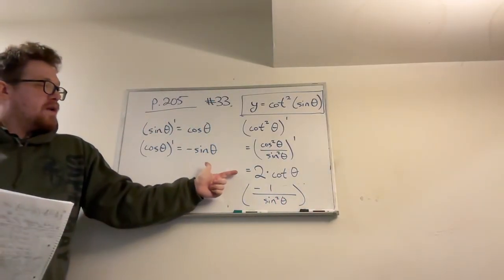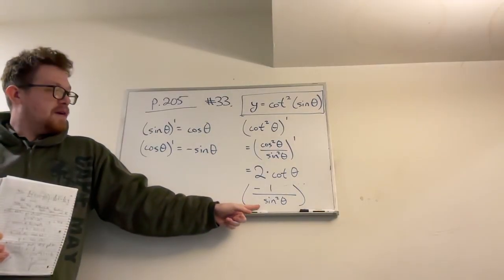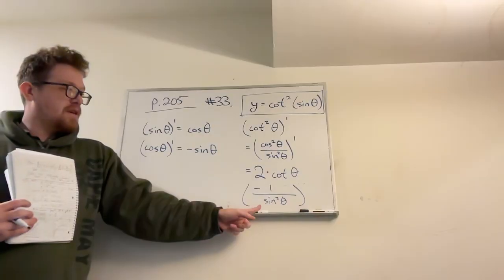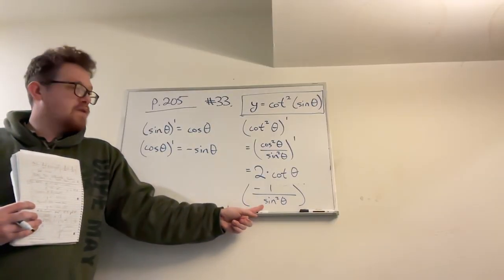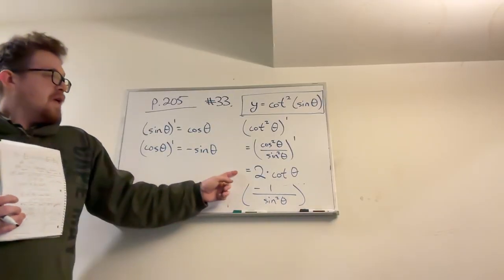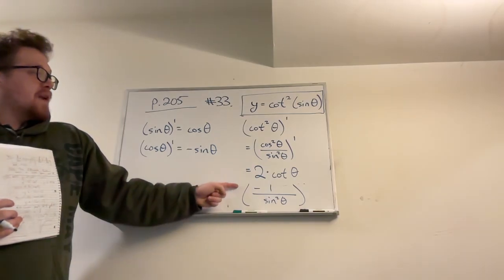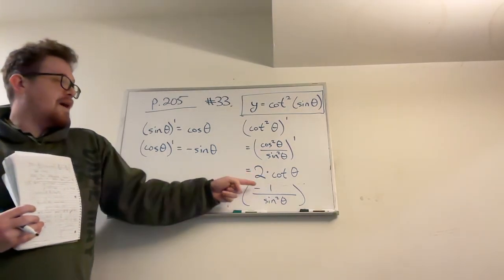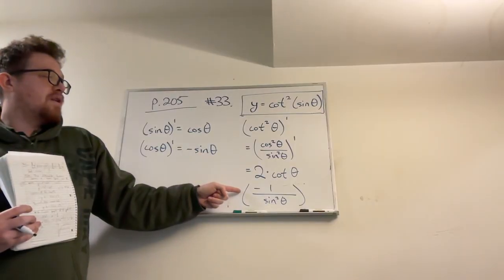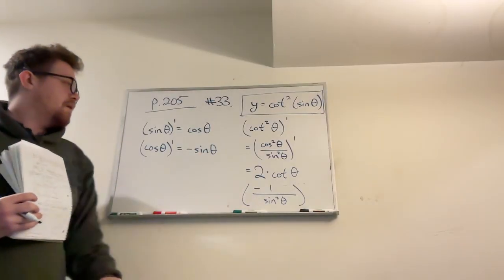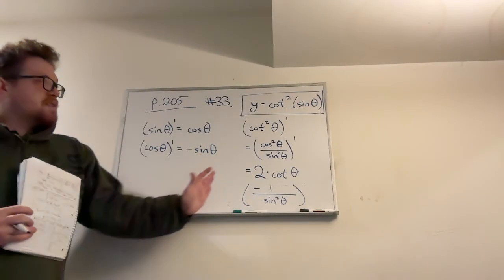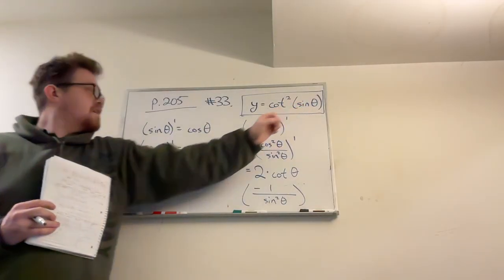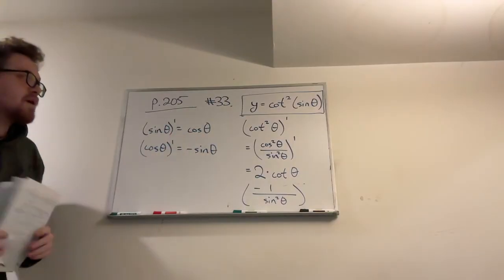Which we can also call 1 over sine squared. That's just cosecant squared. By definition, cosecant squared is 1 over sine squared. So this whole thing, you can actually restate as 2 times cotangent times negative 1 cosecant squared. And so now we're basically almost done. So we have the derivative of cotangent squared. We know what the derivative of sine is. It's cosine. And so now we can put everything together.